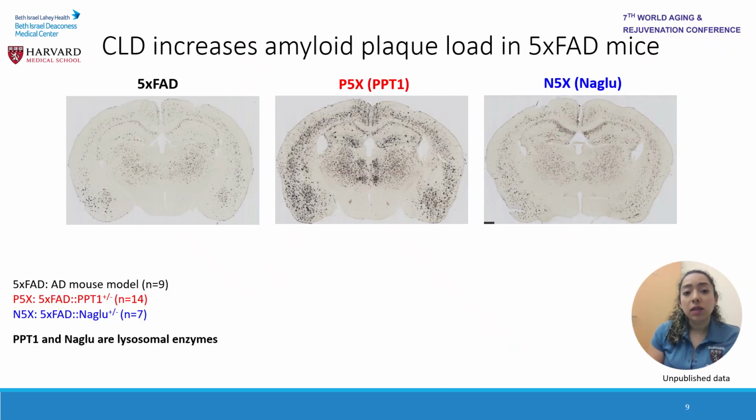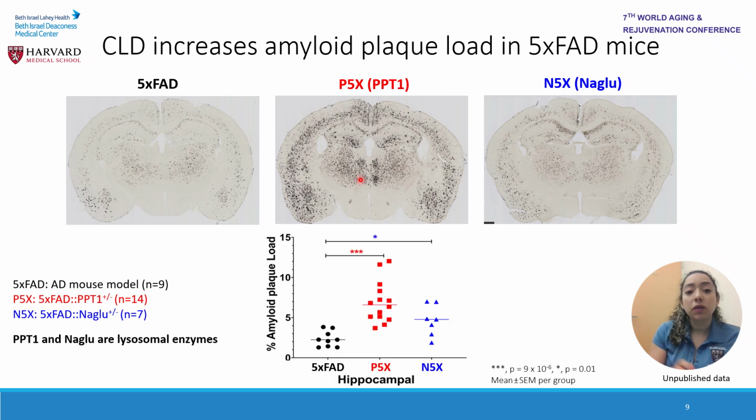At the top of this slide, we can see representative coronal brain slices from each group, stained to show amyloid plaque accumulation in the black signal. At the bottom is a quantification of this amyloid plaque. As we can see, both enzyme deficient groups exhibit a significant increase in amyloid plaques compared to the 5XFAD controls, independently of the lysosomal enzyme deficiency.